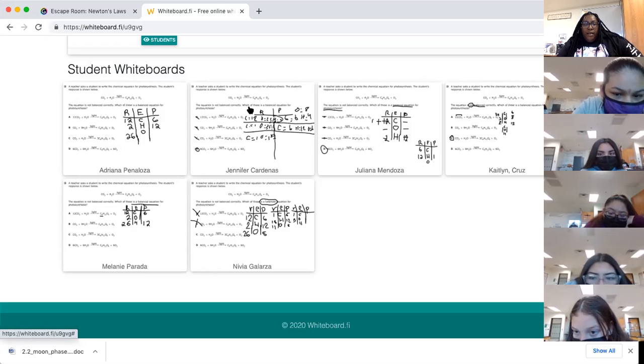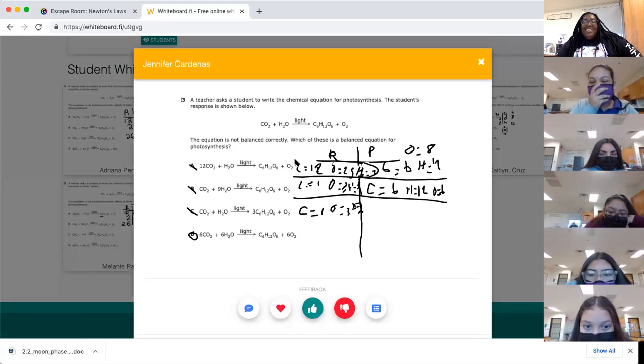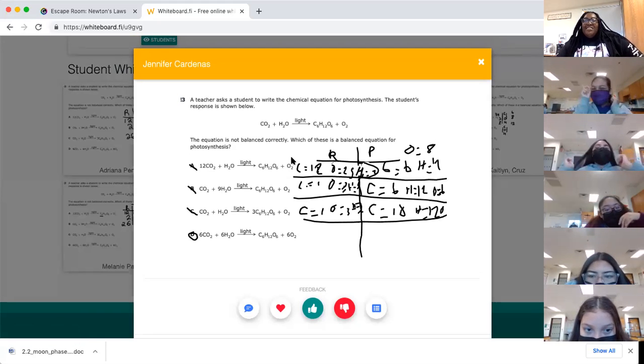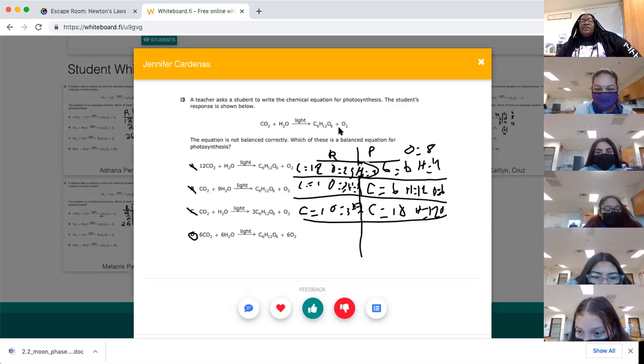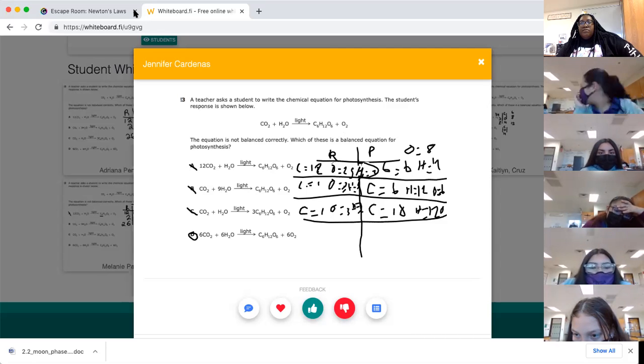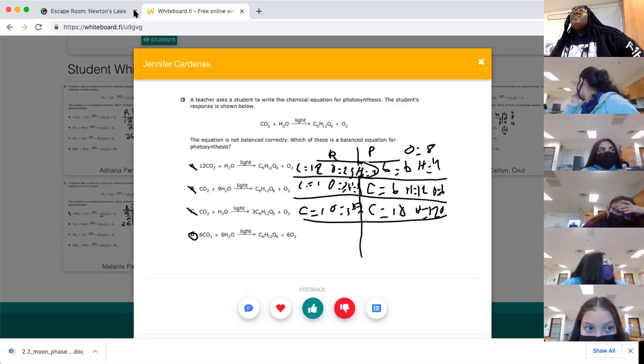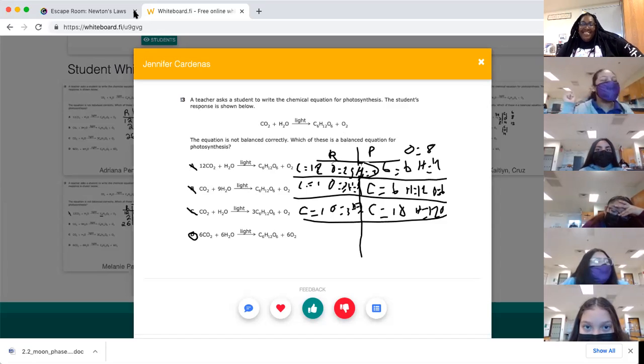All right, I am going to pick on Miss Jennifer's. So Jennifer, can you walk us through what you did to come up with D as your answer? So I did a RAP chart and I did the reactant and the product. Is that what it's called? Is it called the reactant and product cipher? Yes. Okay, that. And I did them for each answer choice.